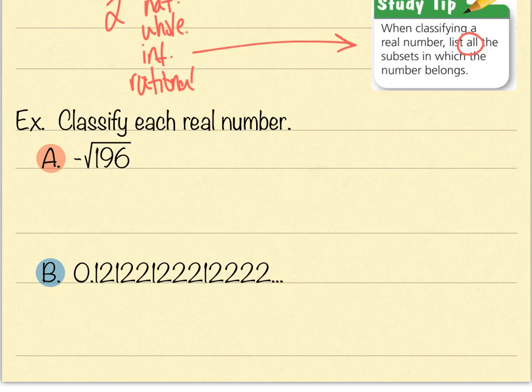So let's look at some different numbers and see if we can classify them, again, using all the subsets that number belongs to. And so 196 is a perfect square. It's 14 squared. So the negative square root of 196 is going to equal negative 14. And so that is not natural because natural numbers are only the positive counting numbers. It's not a whole number. It is an integer. And I'm totally fine with you abbreviating these. It's an integer and it's rational. And so that's what I'd put for both those, integer and rational.